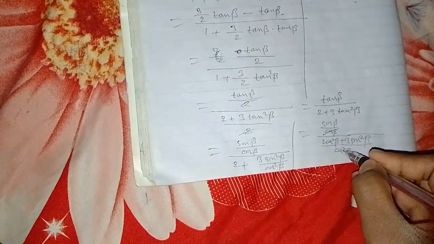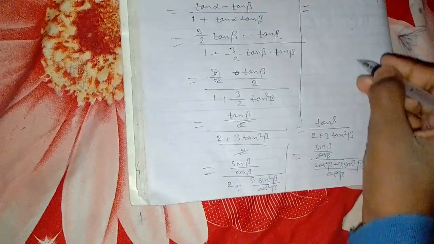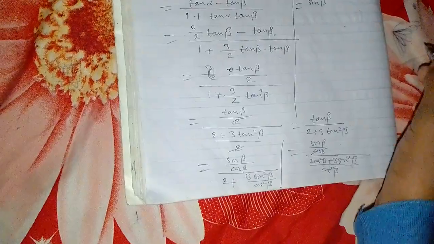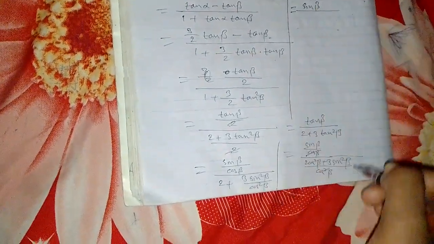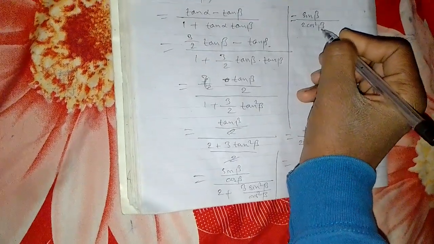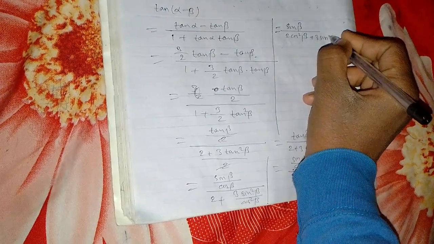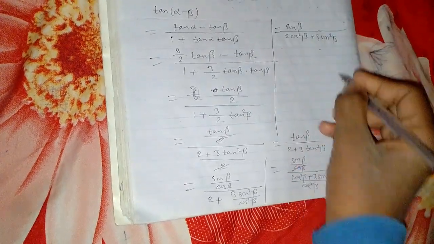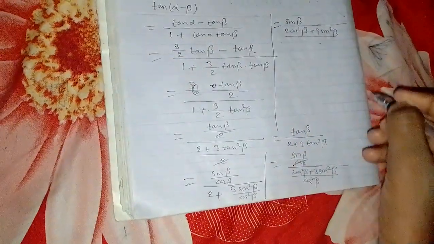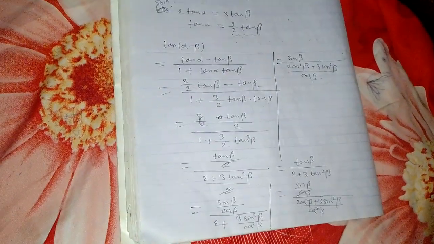Cosine beta and 1 cosine beta cancels out. So what it becomes now is sine beta. Okay, so you're going to have sine beta only left on the numerator divided by 2 cosine squared beta plus 3 sine squared beta. Okay. Divided by, this thing is divided by cosine beta. Okay. Now what do you want?